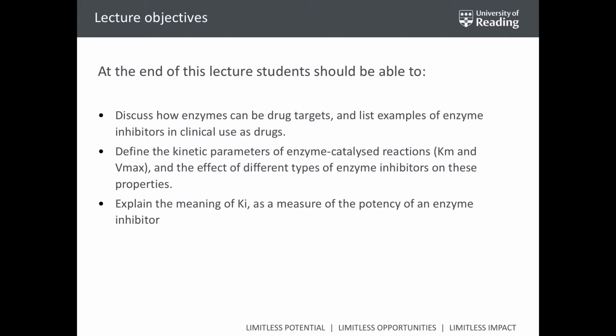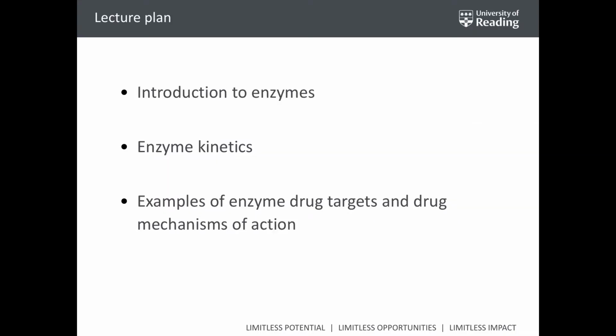And also the effect of different types of enzyme inhibition and inhibitors on these characteristics of enzymes. So one of the ways in which we define targeting enzymes as drug targets is by the way in which their kinetics are altered by inhibition. And also explain the meaning of an inhibition constant as a measure of the potency of an enzyme inhibitor.